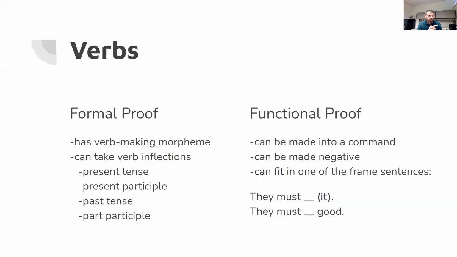And then it could fit at least one of those sentences, okay? They must blank, or they must blank it, or they must blank good. And the reason why we have these different variations is that some verbs work as what we call copula verbs, and that's the last example. Some verbs are transitive or intransitive. They can take an object or they cannot take an object. So we'll look at some examples.